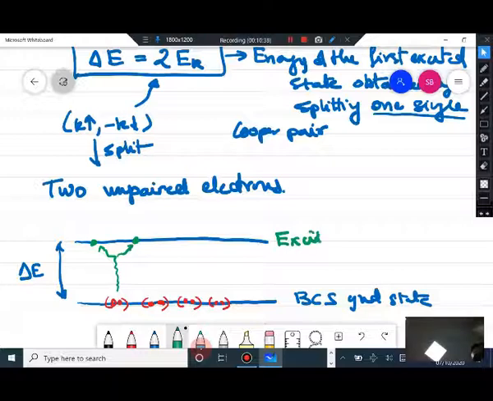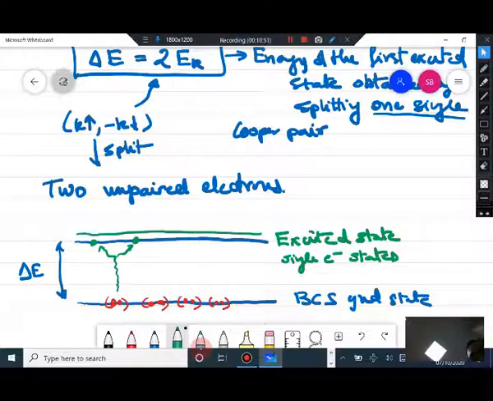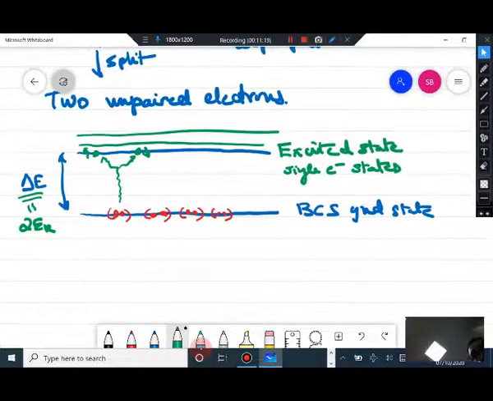This is your excited state where you start getting single electron states. So you will start getting single electron states from here on, and you can cause excitations of these single electron states, whereas your BCS ground state is sitting at a much lower energy compared to these single electron excited states, and the minimum energy that you have to give is delta E, which is twice of Ek. This is the amount of energy that you need to give so that you can access this state.